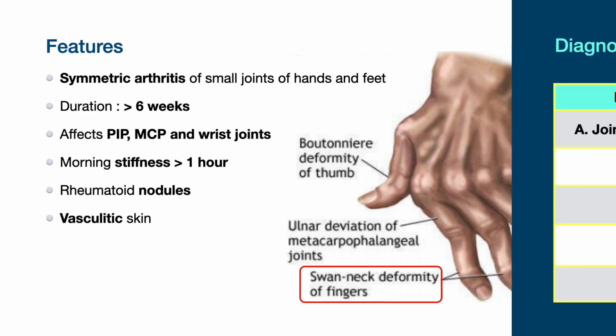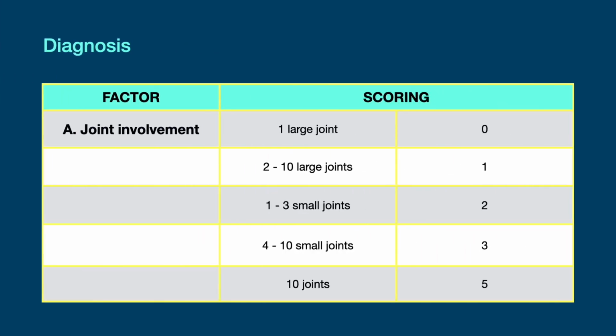The NICE guidelines have stated that clinical diagnosis is more important than criteria such as those defined by the American College of Rheumatology. Classification criteria for rheumatoid arthritis are as shown here. So first of all, you'd want to look at joint involvement. If there's only one large joint involved, that would be a score 0. But if there are 10 joints or more, that would be a score 5.